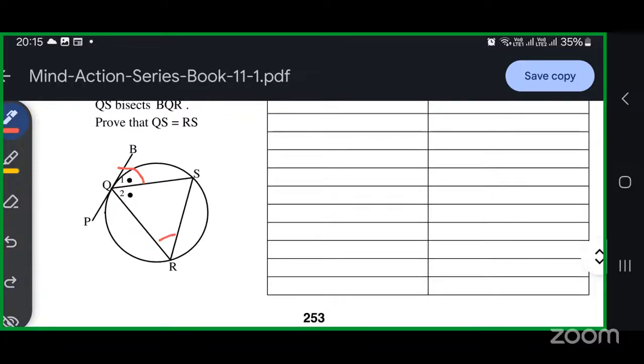So you are saying angle Q1 is equal to angle R, reason being tan-chord theorem. I agree. Okay, this is good. Yes, sir. Then we mark. Then we say that if Q2 and R are equal, then QS is equal to RS. Okay, I love this.